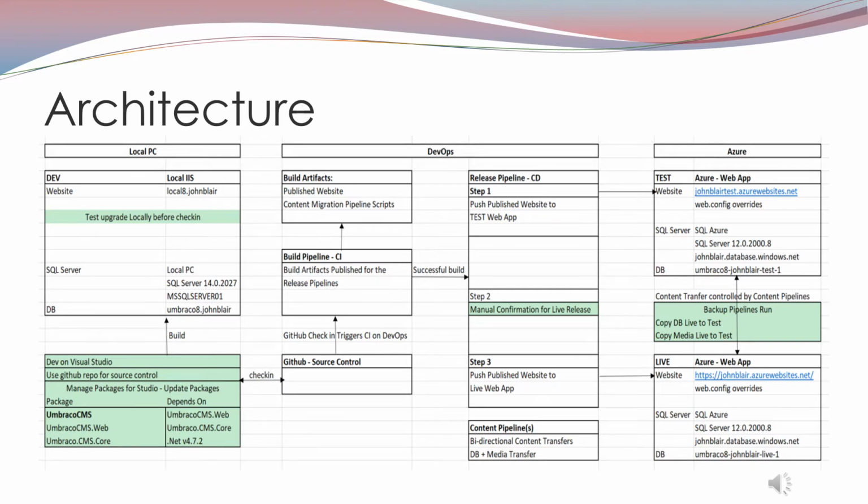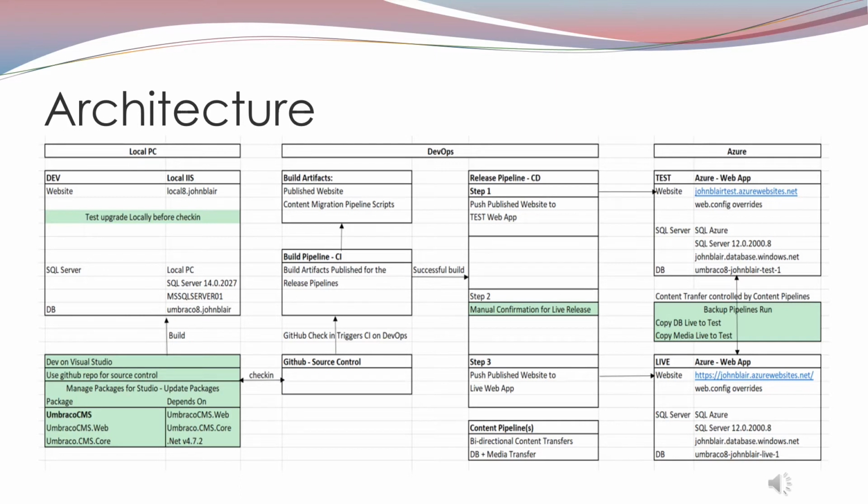Once that's fine, we'll then check it in to GitHub, which will trigger the DevOps build and also trigger the release to the test environment. Within my release pipeline, I have a manual trigger that requires confirming that test was okay before releasing it to live. When I confirm that test is fine, then test will be copied to live and that will complete the upgrade.